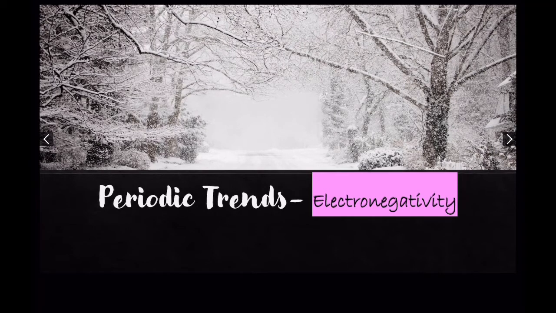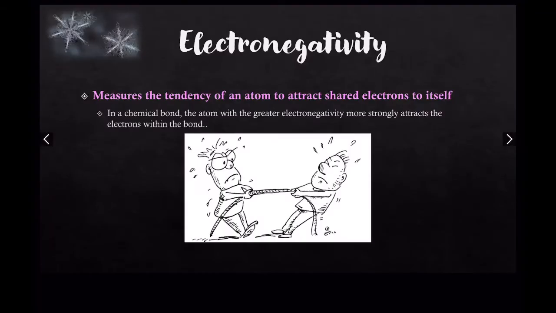This video is part of the periodic trends series, and it will focus on electronegativity. Electronegativity measures the tendency of an atom to attract shared electrons to itself. When we say shared, we mean that these electrons are already involved in a bond.